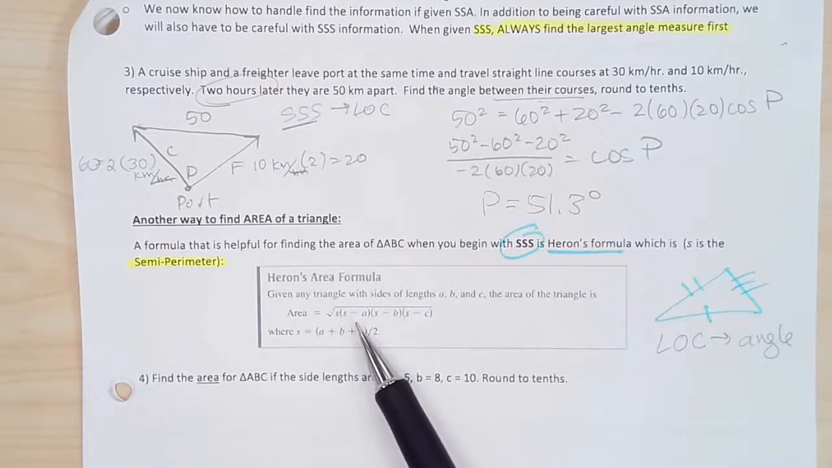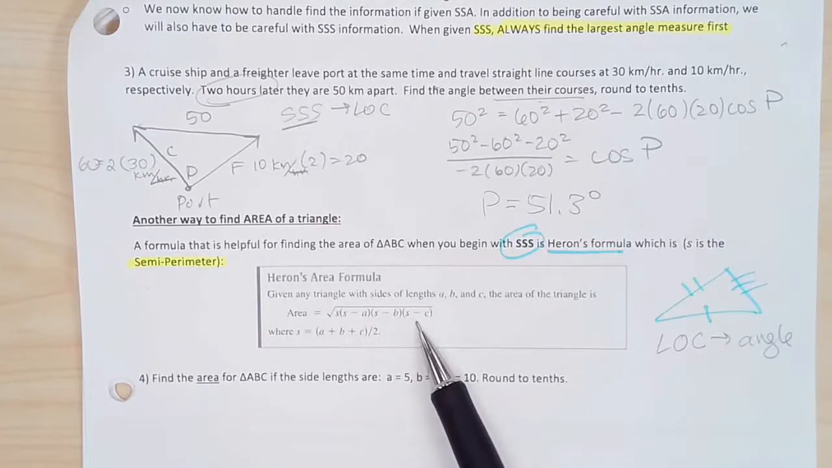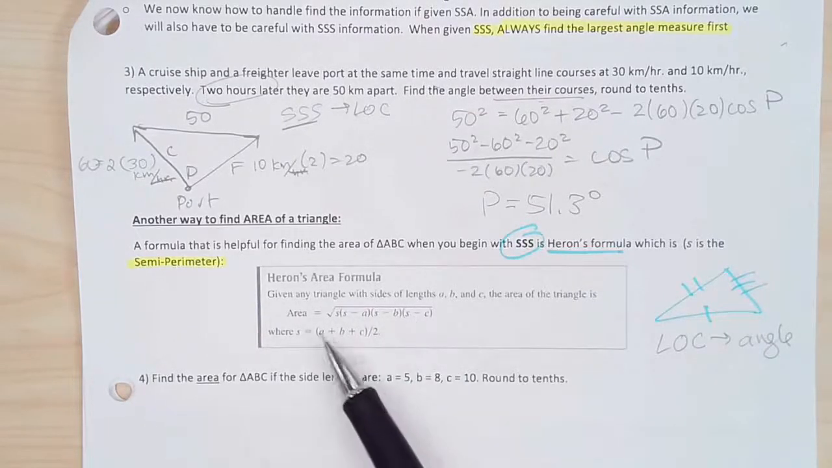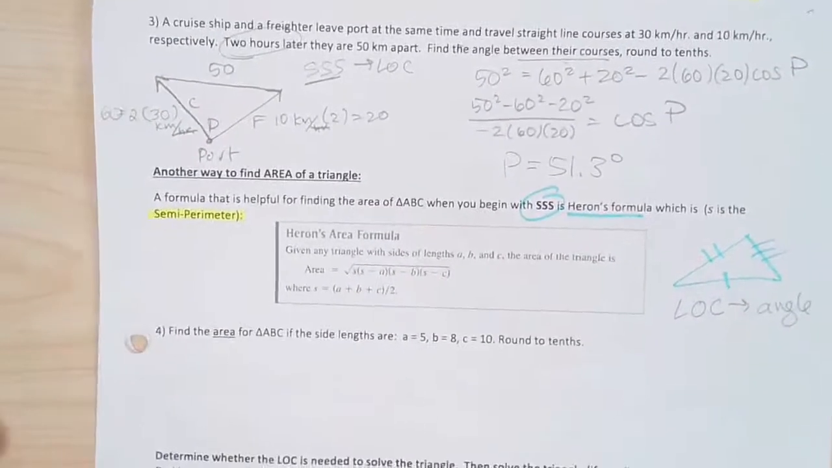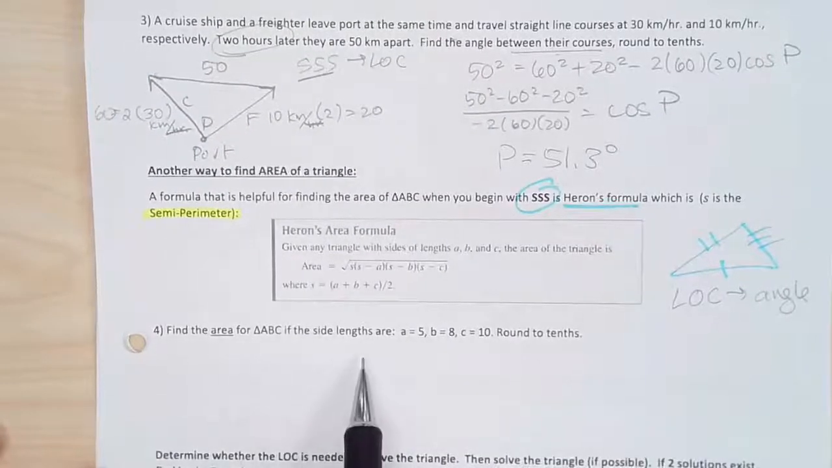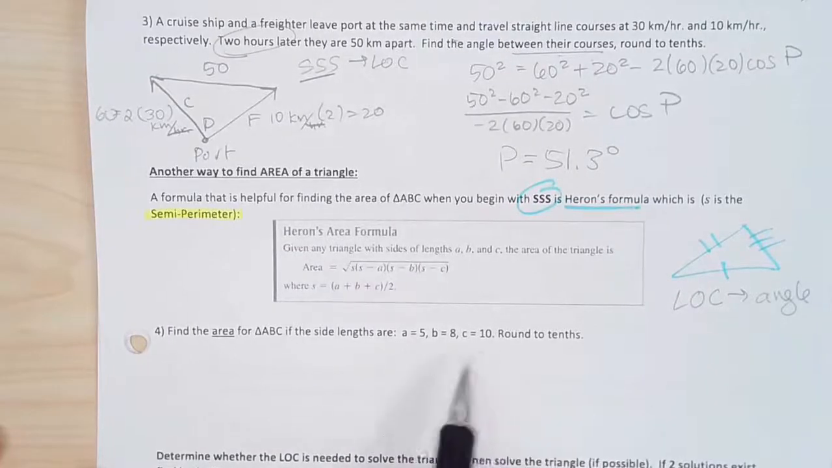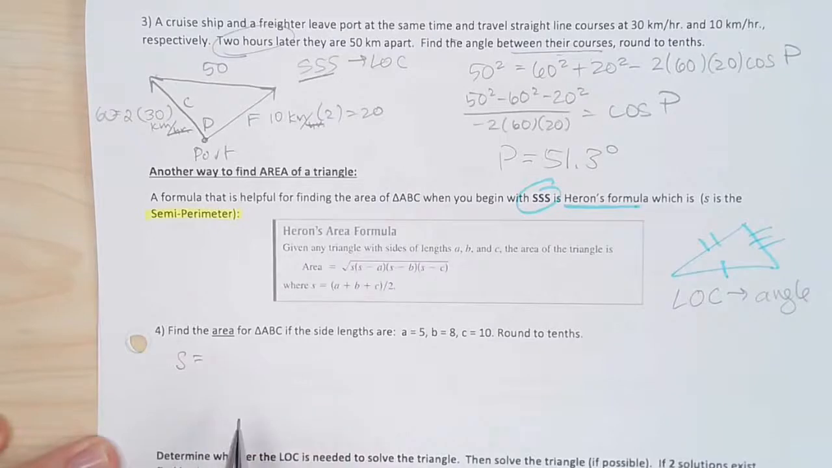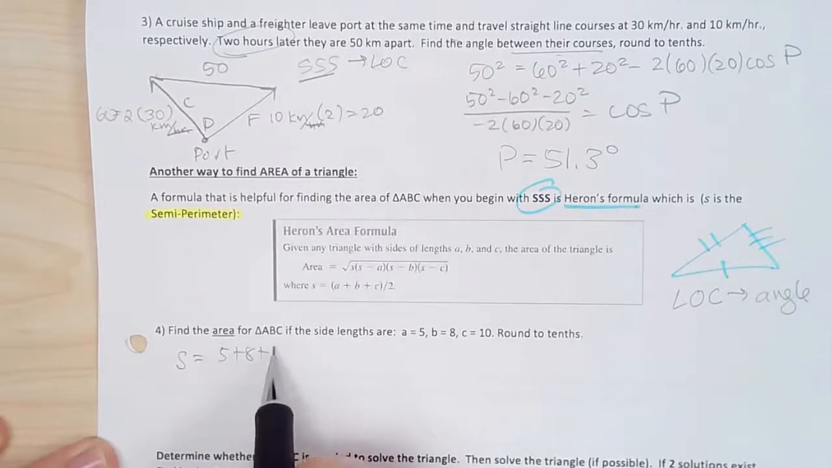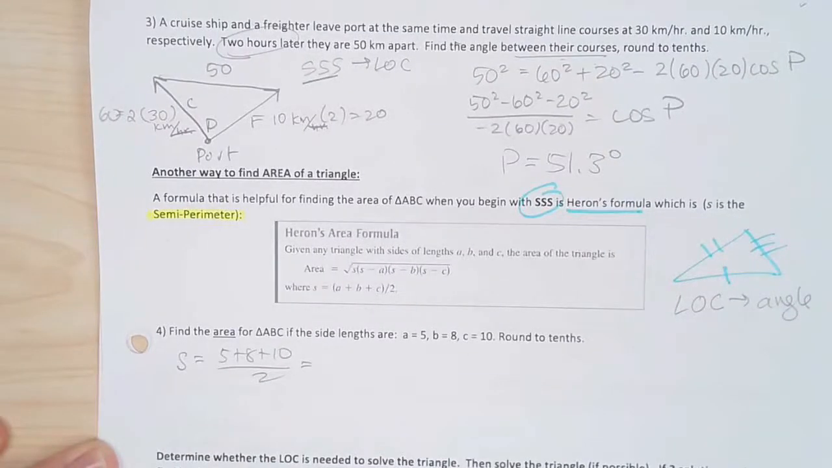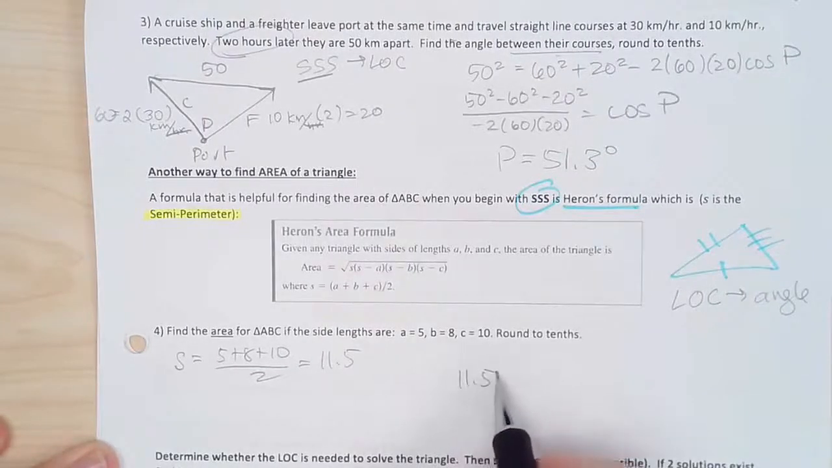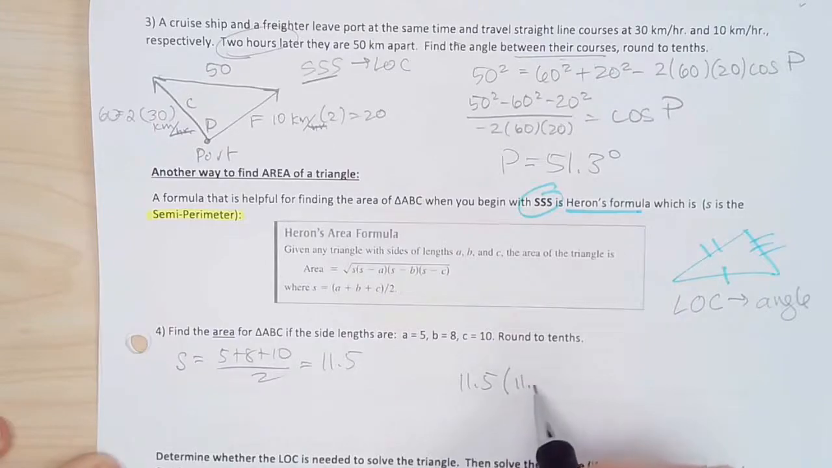So, for example, in this triangle problem, we have all three sides. You would first calculate the semi-perimeter, which is 5 plus 8 plus 10 divided by 2. 5 plus 8 plus 10 is 23, divided by 2. That's 11.5. It's okay that it's a decimal. And then you're going to take 11.5, and multiply that by the difference of 11.5 and each side. Take the square root of that, and that gets you your area.